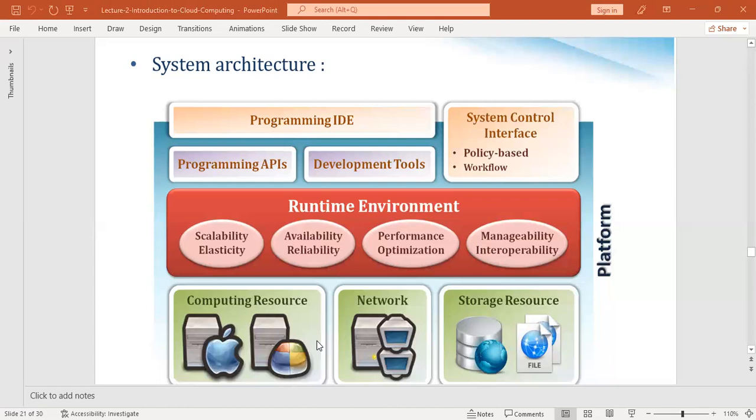You can say like Google App Engine, Hadoop, or Azure. These are some of the examples we can give. Such kinds of services are known as platform as a service.